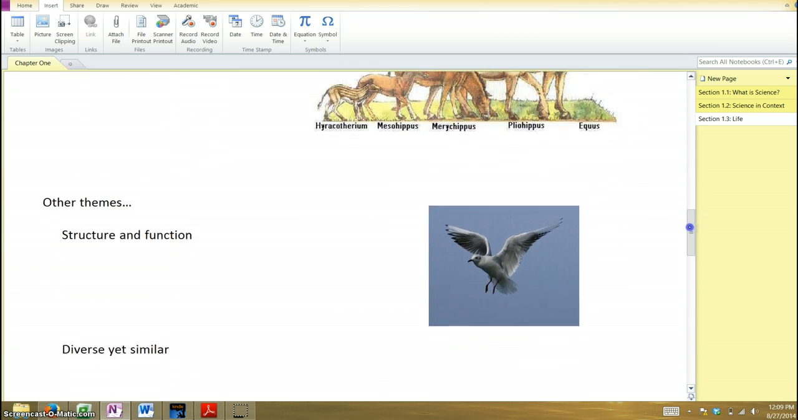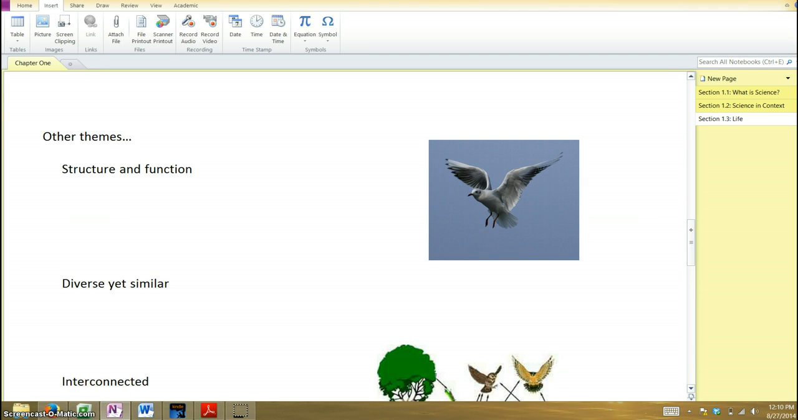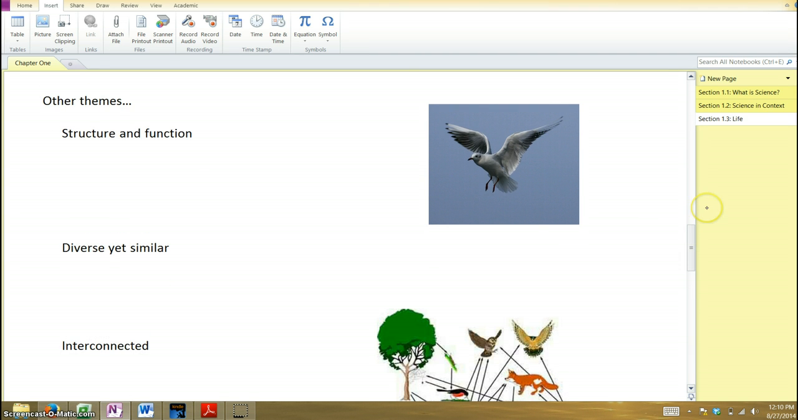Now, some other themes listed in this section: structure and function. So when we look at living things and the structure that they have, typically those structures are not just random, but they have a particular function. You know, the wings of birds are a very clear example. They have the function of flying, or whether it's the wings of butterflies or flies.